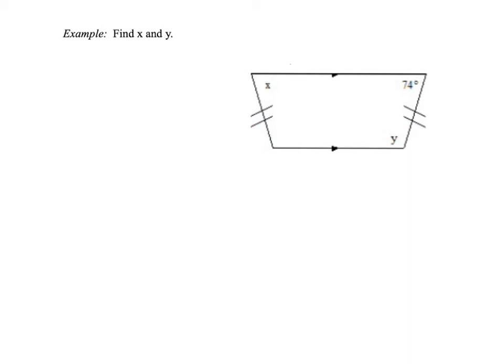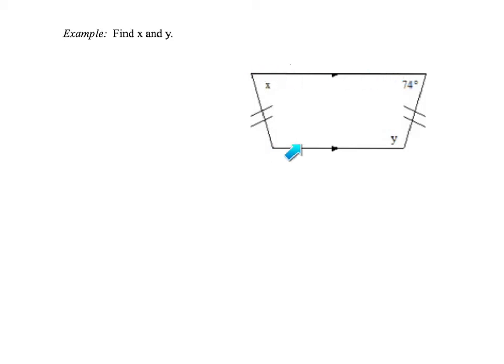Now the next thing we have to think about is if I'm going to find out what x and y are for their measurements. One of the properties of an isosceles trapezoid was that base angles were congruent. Now, it's very important that you understand which pair of angles are considered to be base angles. In this case, I'm either working with x and 74 or with y and 74 as a pair of base angles. Now, the base angles will have to be made with the same base.